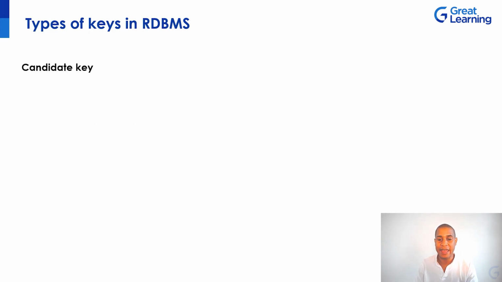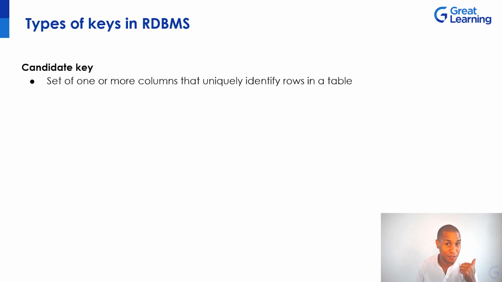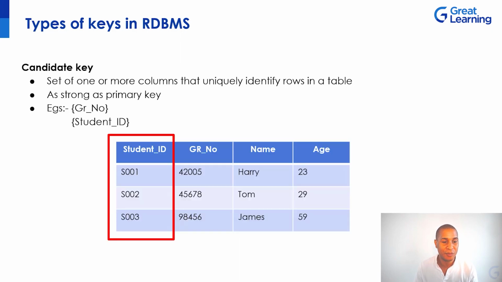So let's talk about a candidate key. The candidate key is a subset of that super key that we just discussed. So it's a set of 1 or more columns that uniquely identify rows of a table, similar to what we just covered. It acts as a strong primary key. So we remember that some of the aspects of a primary key is that it's unique, with no null values. So we can think about examples. We can think about this student ID. We know that it acts as a strong primary key because each one of those values is unique and cannot be duplicated.